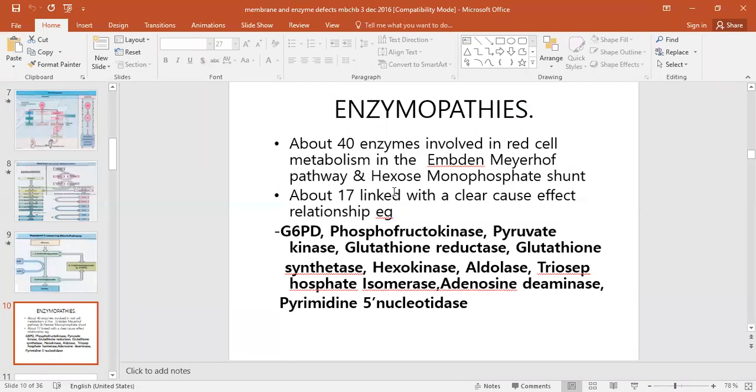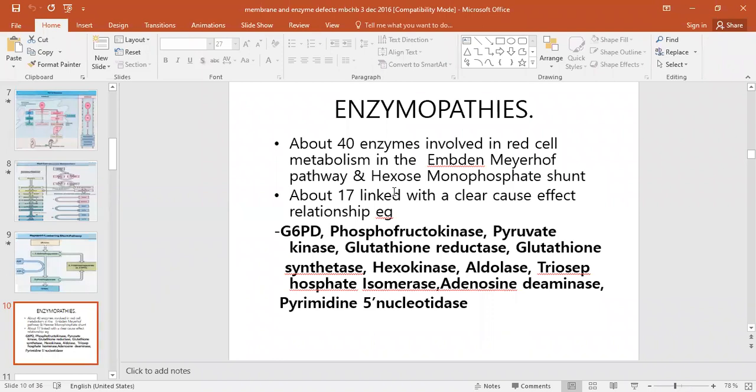Now, looking at the pathology around these enzymes, ladies and gentlemen, there are more than 40 enzymes that are involved in red cell metabolism. And I think I have mentioned some of the processes that are necessary for these enzymes to function. And as I did mention, you can look at other enzymes, and at the end of the day, you'll be able to appreciate more the various enzymes that are involved.